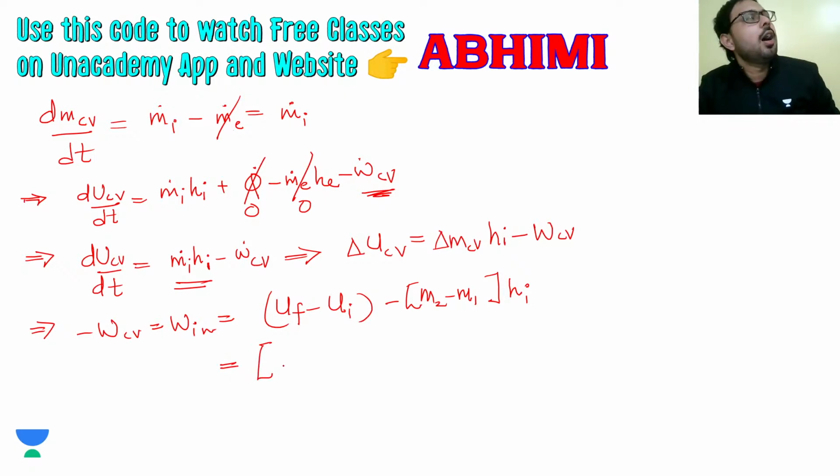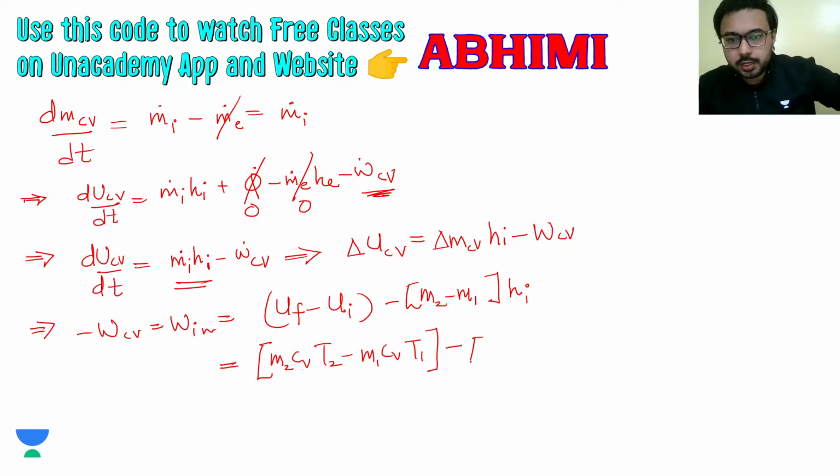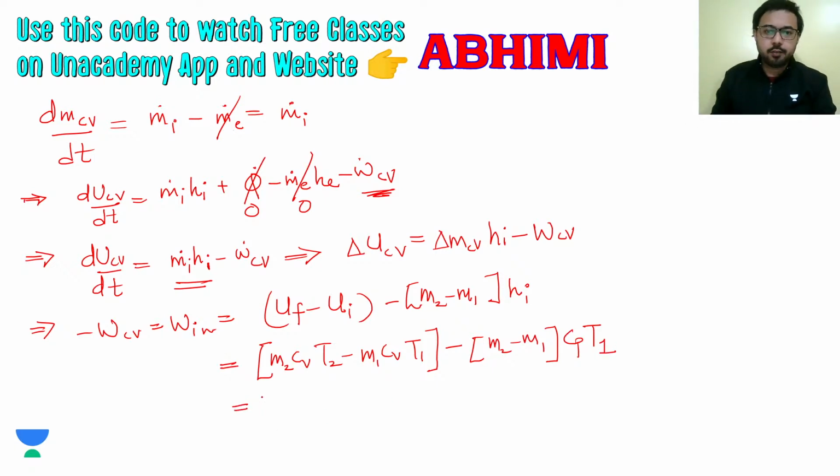So what will be the final internal energy? It will be m2 Cv T2, that is final temperature T2, minus m1 Cv T1, with T1 the initial temperature. So this is the first term. Then we are going to subtract m2 minus m1 into Cp Ti or T1. So I hope all the things are here with us.